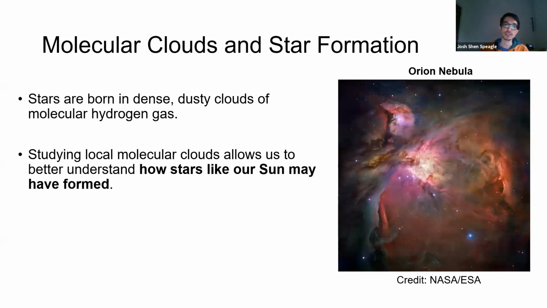One of the things that we're very interested in is trying to use them to understand things like star formation. We know that stars are born in these really dense and dusty clouds of molecular hydrogen. An example is shown here on the right. This is a picture of the Orion Nebula. I love the Orion Nebula because you can actually go out and see it yourself, in the constellation Orion, right below the belt. It's super cool.